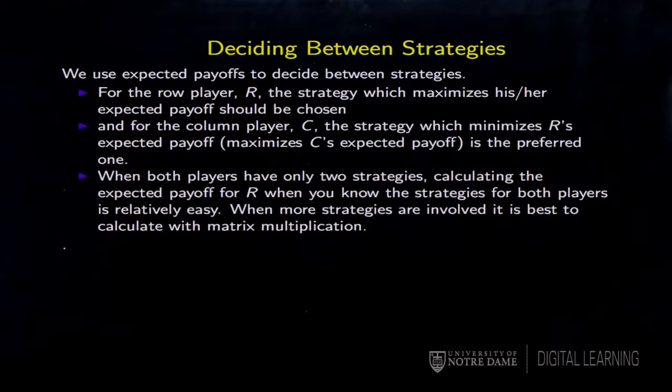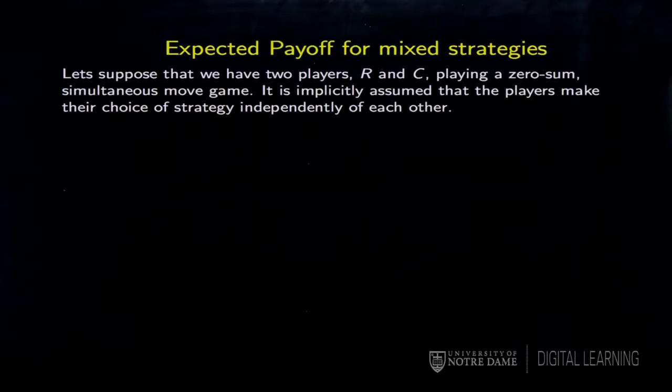When both players have only 2 strategies, calculating the expected payoff for R when you know the strategies for both players is relatively easy. And of course, when you know the expected payoff for R, you also know the expected payoff for C. And when more strategies are involved, it's best to use matrix multiplication to do these calculations. We're going to stick to 2 strategies.